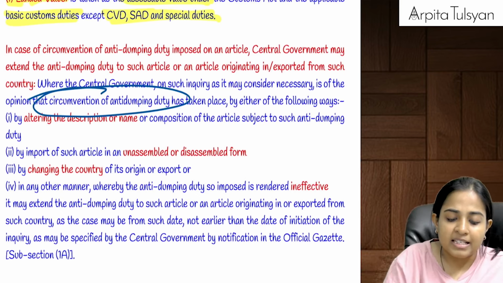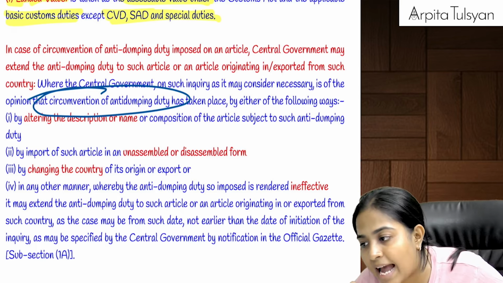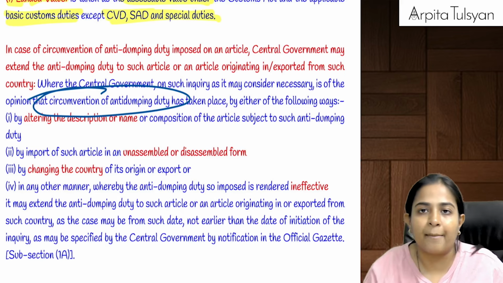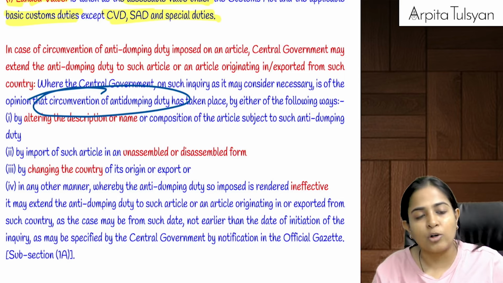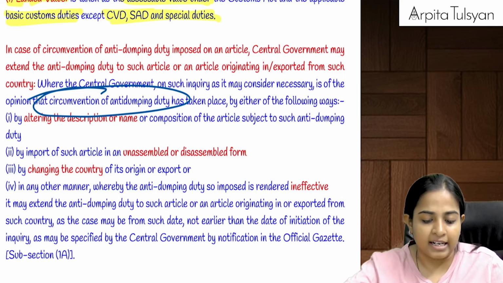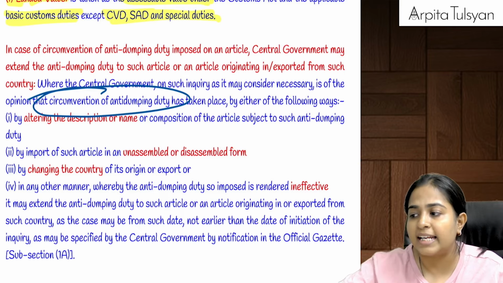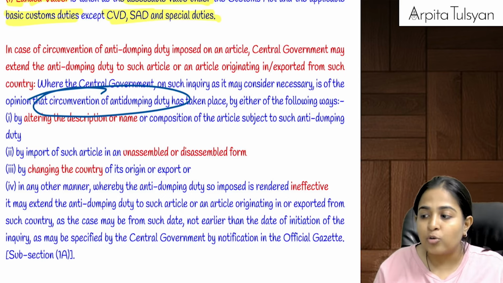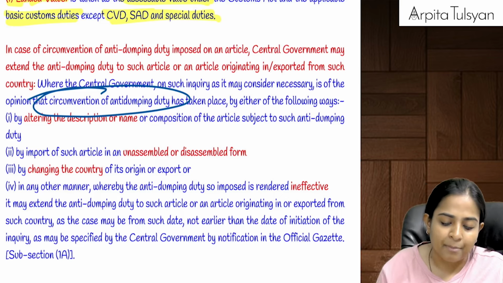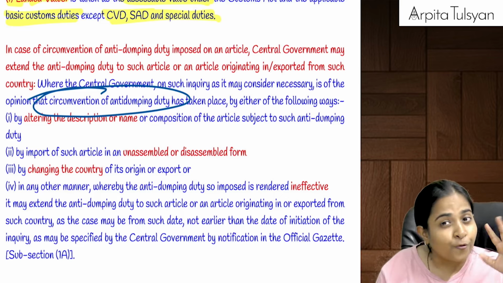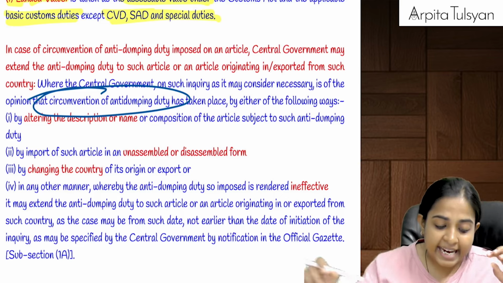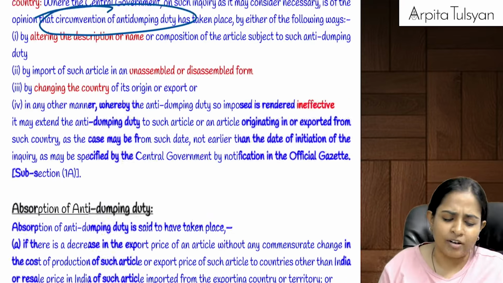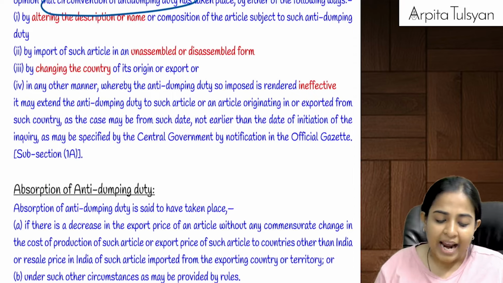Okay, now suppose a circumvention of anti-dumping duty is happening, then what will happen? Remember we had studied about this. If we are trying to alter the name of the article, description of the article, composition of the article, or if we are trying to change the origin of the exports, or if we are trying to show that we have imported it in unassembled or dissembled form, or any other thing where we have tried to fool the government, because of which the anti-dumping duty is becoming ineffective, then in such cases the government will levy the anti-dumping duty.